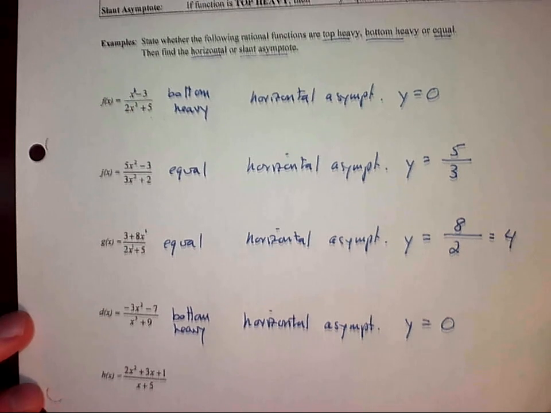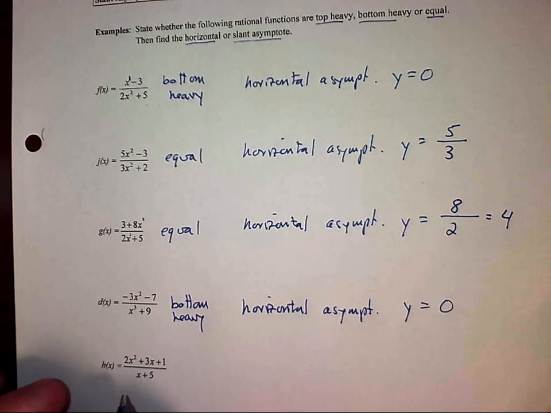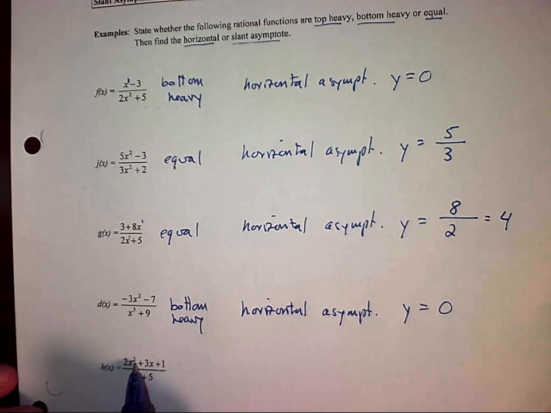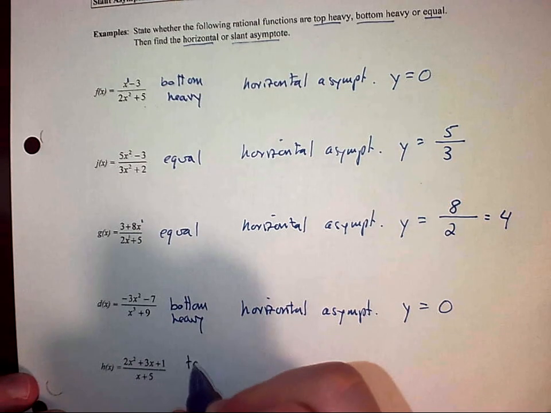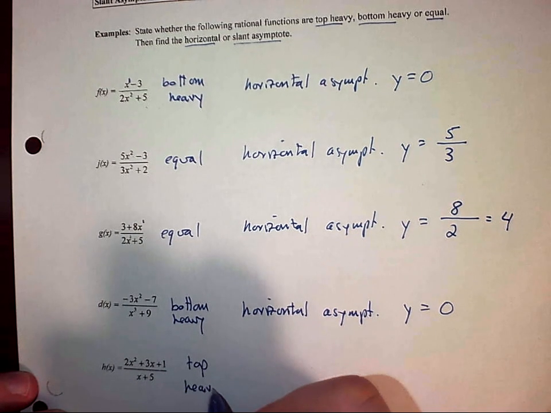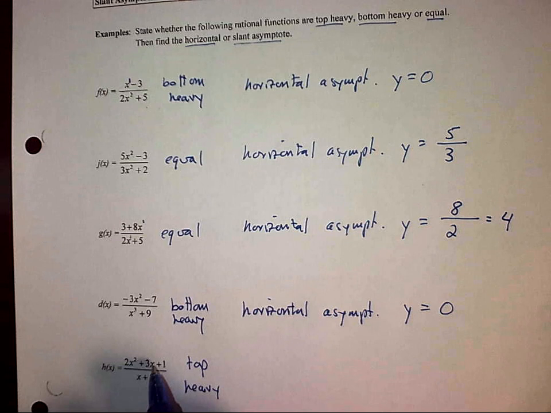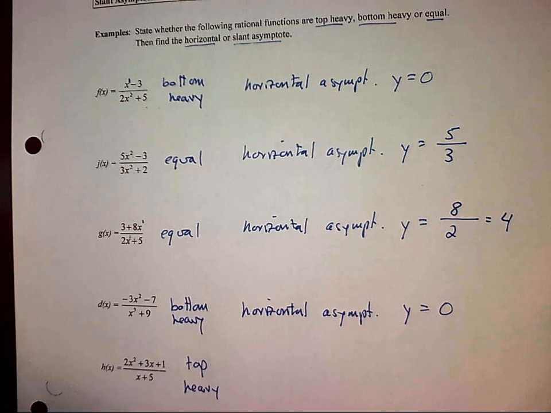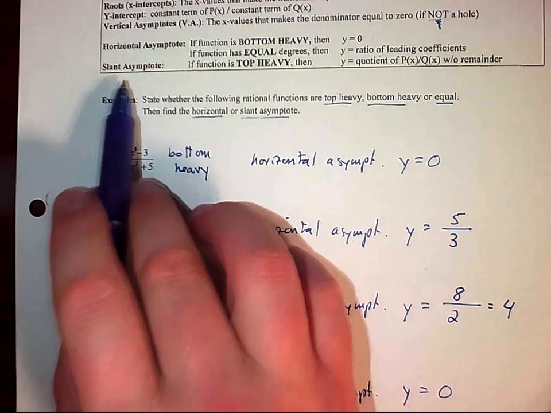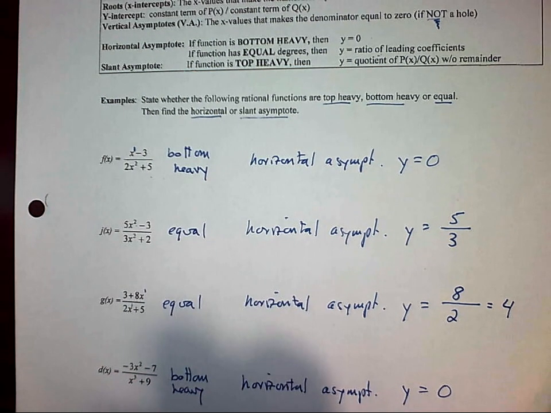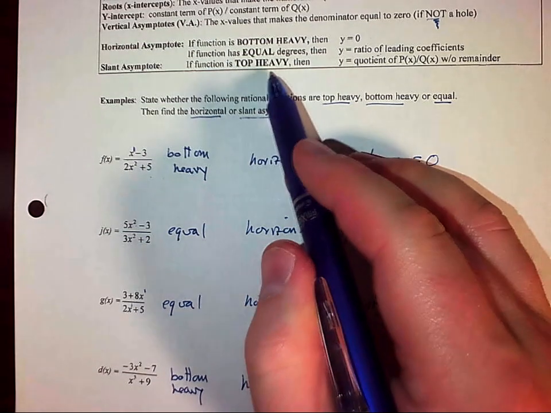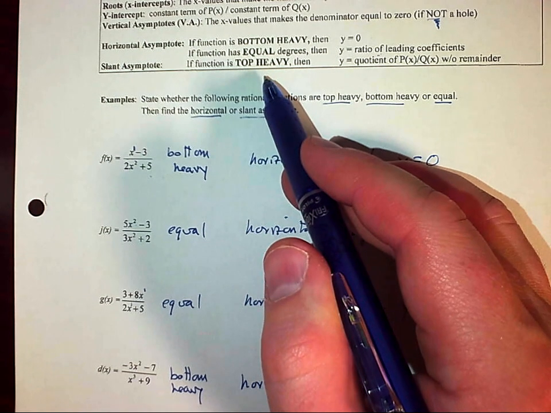Now, lastly, if we go down to this h of x, the degree of our polynomial in the numerator is 2. The degree of our polynomial in the denominator is 1. So now we're top heavy because we have a higher degree in our numerator on top than we have in our denominator, which is on the bottom. So now when we're top heavy, what we have is this thing called a slant asymptote. Slant asymptote happens whenever we're top heavy.